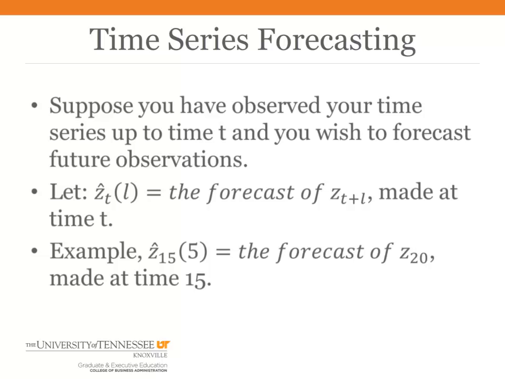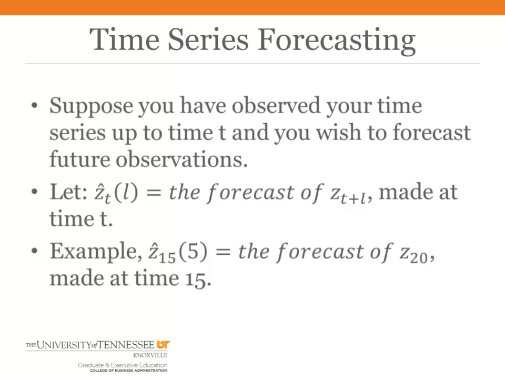Let's review our notation. The hat on the Z means that it's a forecast rather than an observation. The t tells us the week in which the forecast was made. The l in parentheses tells us whether we are forecasting for the next week, which would be l equals 1, 2 weeks, which would be l equals 2, and so forth. For example, Z hat sub 15 means that we're making a forecast in week 15. l equals 5 means that we're forecasting 5 weeks into the future, to forecast what the demand for week number 20 will be.